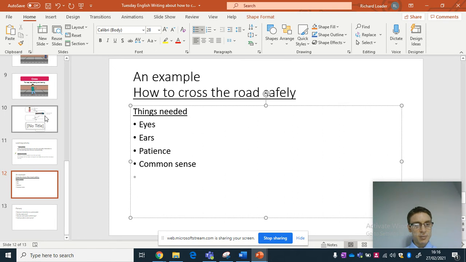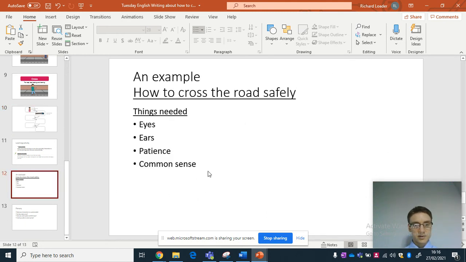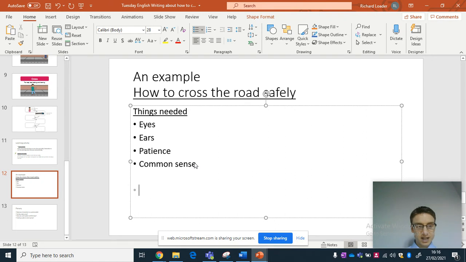So if I look back, the first thing was to think, wasn't it? Think about where it's best to cross. So I'm going to start my instructions. I'm going to leave a space. I don't need a bullet point anymore. That was my list of things. First, then I'm doing a little comma as a pause. Think about where it is best to cross.